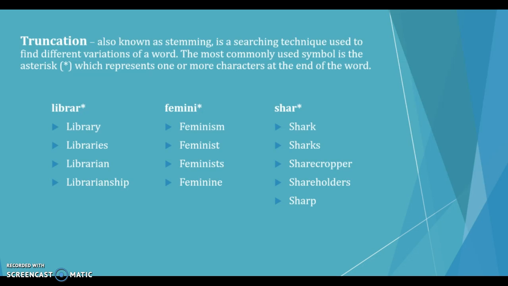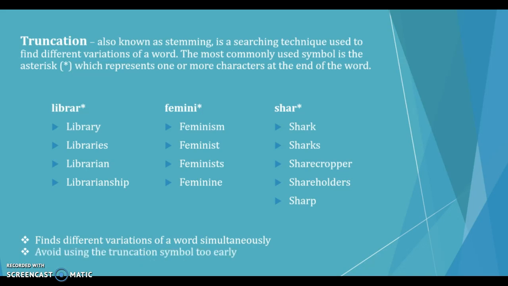To recap, truncation is a searching technique that allows the searcher to find different variations of a word simultaneously by simply replacing the end of the term with an asterisk. Searchers should always try to avoid using a truncation symbol too early in a word to prevent the retrieval of irrelevant results. Always refer to the Help or Search Tips information tab of the database you are using to ensure that you are using the correct symbol.